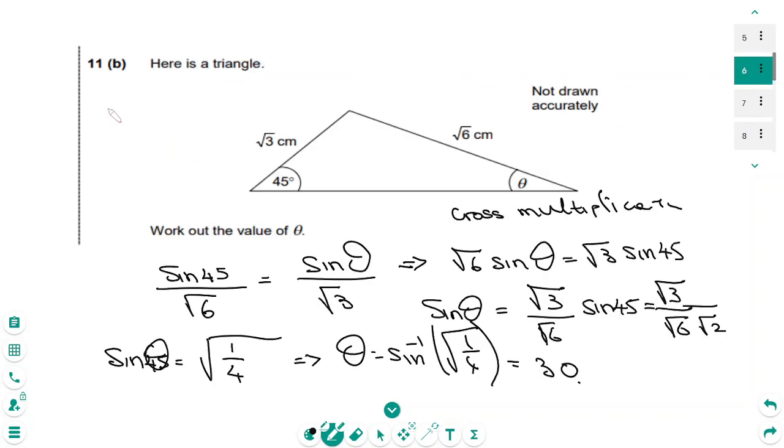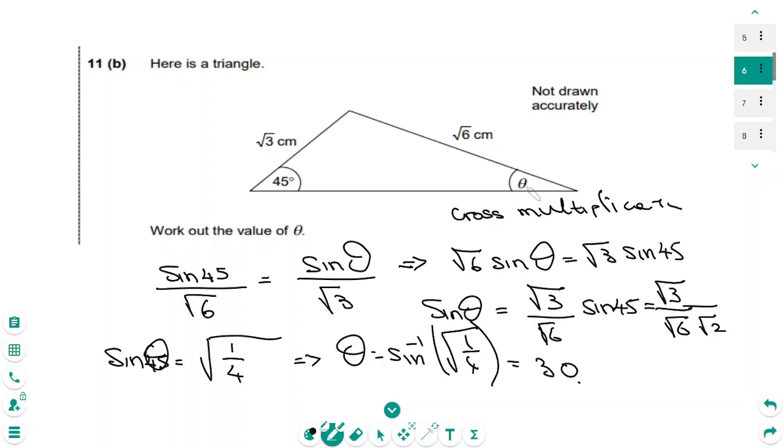This part B on this exercise gives you a different triangle with sides square root of 3, square root of 6, an angle 45, an angle theta, and they ask you to find the value of theta. This is not a right angle triangle, and if it is not a right angle triangle, the ratios to use is the sine rule, or you may use the cosine rule.